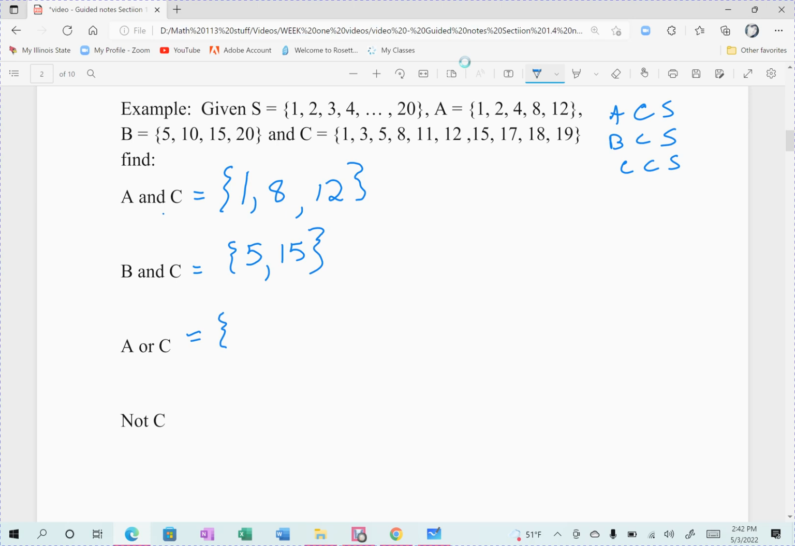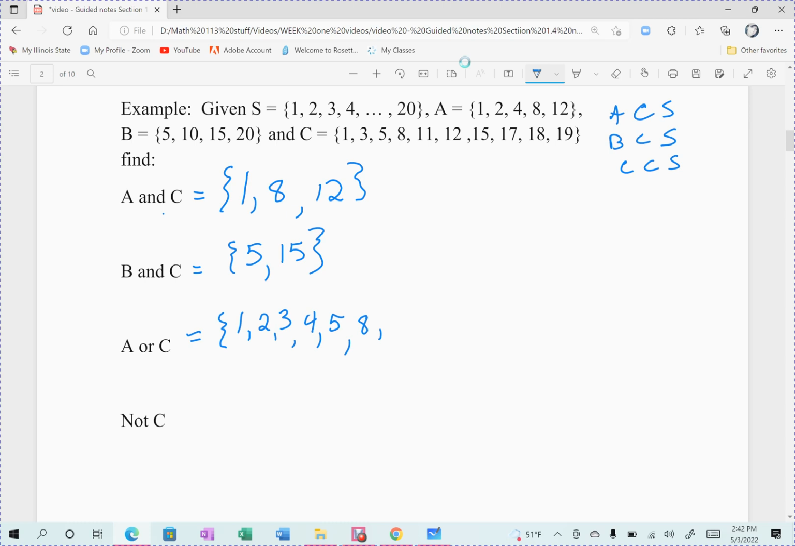1 is included because 1 is in A. 2 is in A. 3 is in C, so I get to include it. 4 is in A, I get to include it. 5 is in C, so I include it. 6, there's no 6 in A, and no 6 in C, so don't include it. 7, there's no 7 in A, no 7 in C, so don't include it. 8 is in both, so I include it.